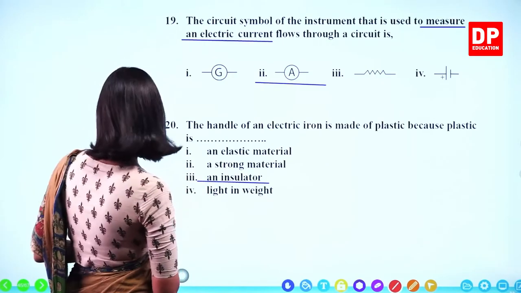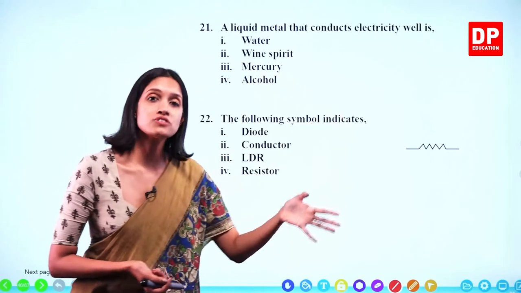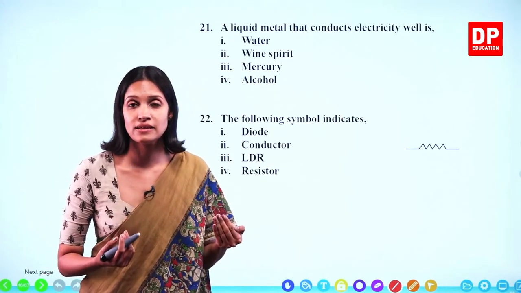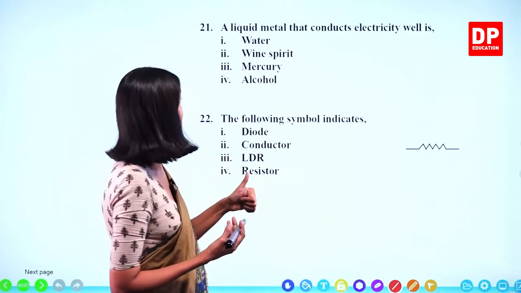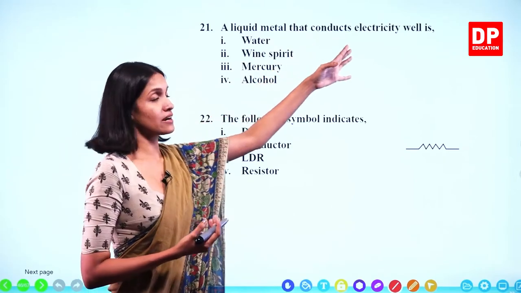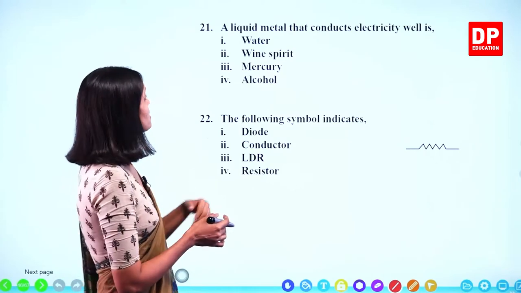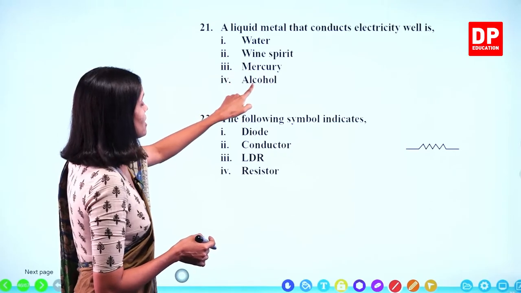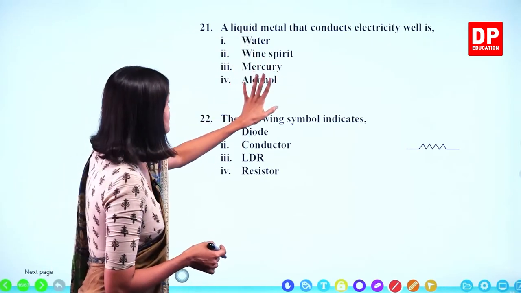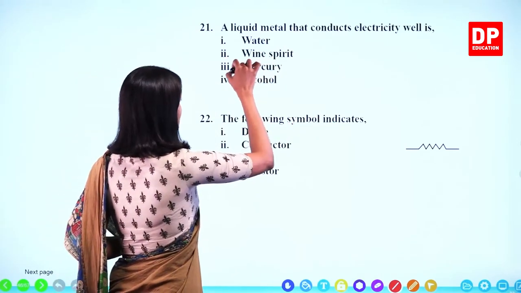Understand? Right. 21. A liquid metal that conducts electricity well is. Most of the metals are in solid state. What is the example for a liquid metal, children? Mercury. Right? So, a liquid metal that conducts electricity. We learn that most of the metals conduct electricity very well. Right? So, water. Water is a liquid but not a metal. Wine, spirit and alcohol are also liquids but not metals. Mercury is a liquid and at the same time it's a metal. So, this is the answer.